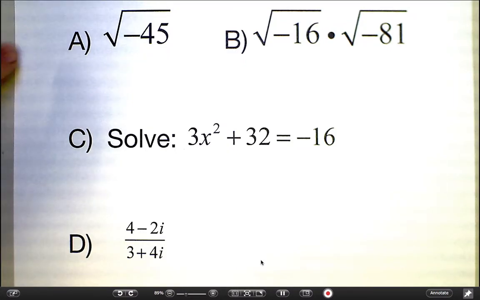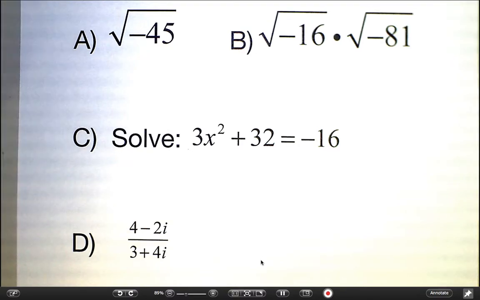For the first one here, we're going to start with A. We're trying to take the square root of negative 45. Now we know we cannot actually square root a negative number. If we tried to do that in our calculator, we would get a non-real error, which means we need to kind of solve this by hand.